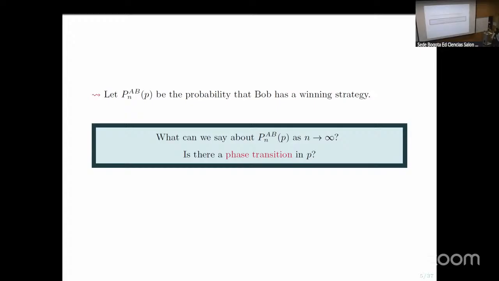Let me denote by this P here the probability that Bob has a winning strategy. I'm going to use this capital A, capital B, because this is the name that I will give to this game, because I'm going to introduce another. N is the number of moves each player makes, and P is the probability of having a 1 in the leaves, which means a win for Bob. So the question is, what can we say about this probability when we go deeper in the tree, when the number of moves increases? Is there a phase transition in P?